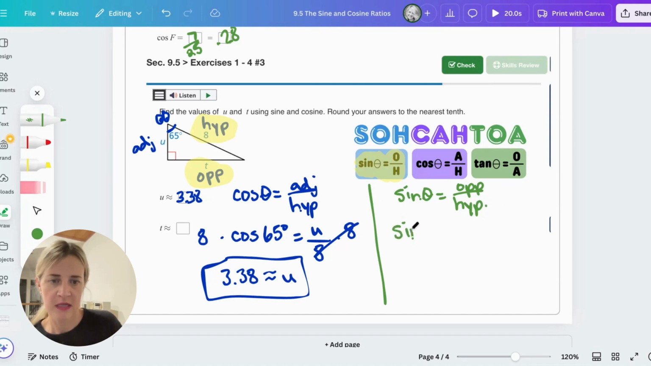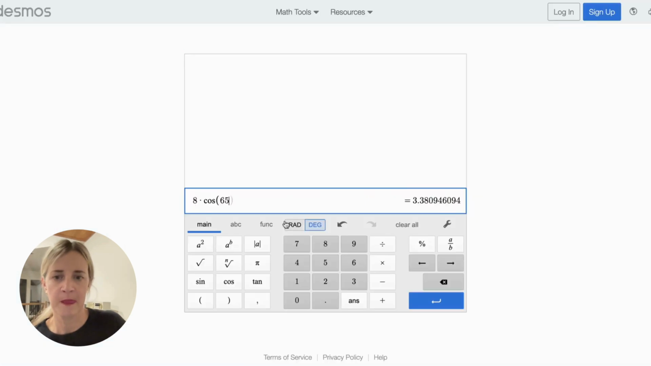Sine of theta, theta's the angle we know. It's still 65, nothing changed there. Equals opposite, which was t. That's a t. It's like a weird t. Divided by hypotenuse, 8. Look at that. This one's another nice easy one. You multiply both sides by 8. 8 times the sine of 65. Just delete this here. How nice that was. 8 times sine 65.